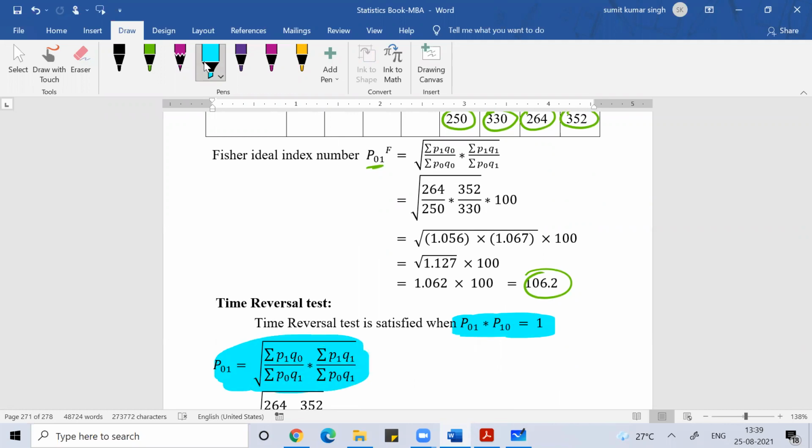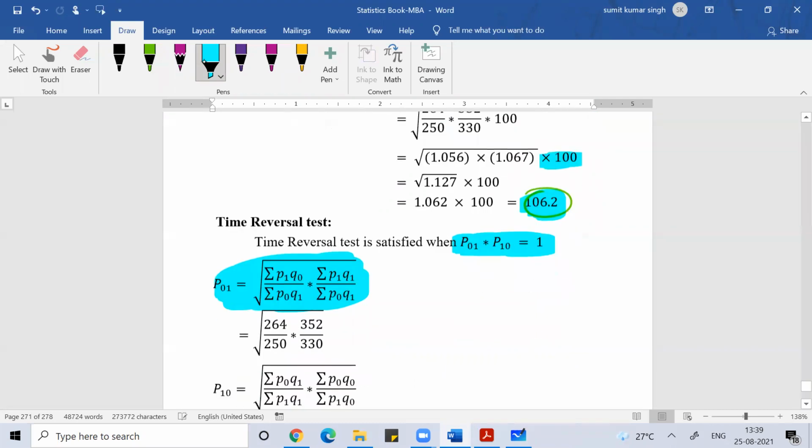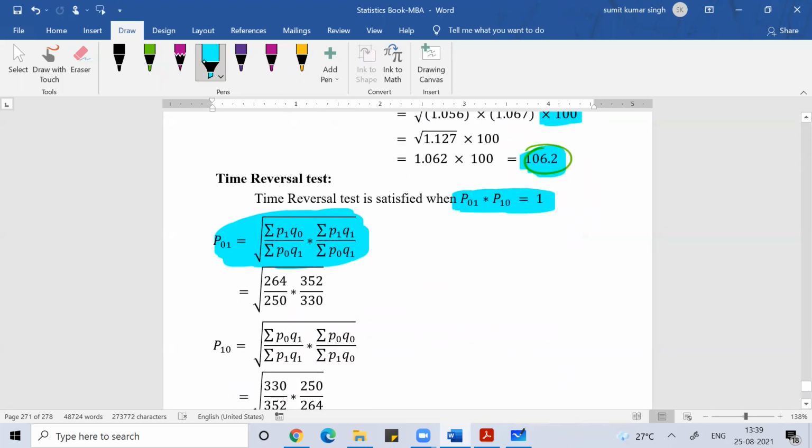While doing the time reversal test, we don't include the multiplication by 100 there. You can see here 100 was included because I wanted the Fisher ideal index number. So don't include 100 here. Then you can find P01, then you can find P10.